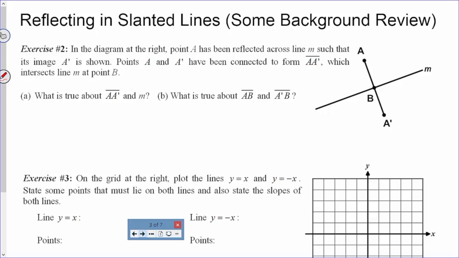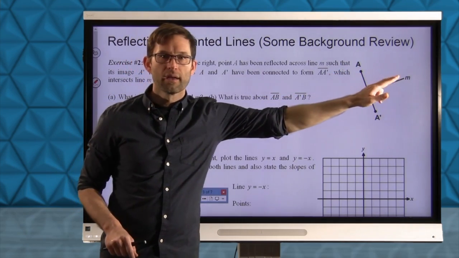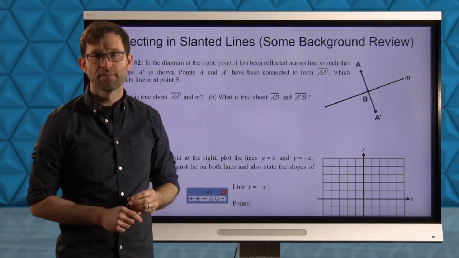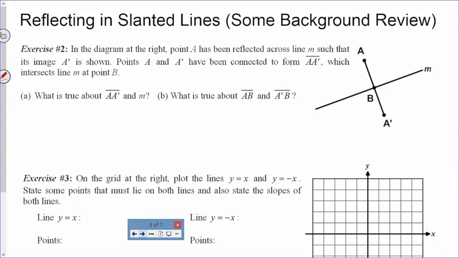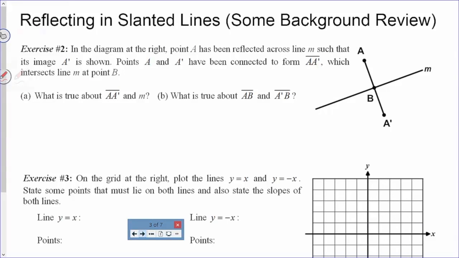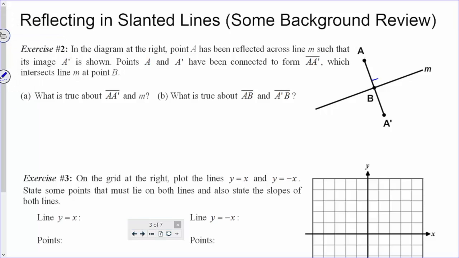Letter A. What is true about segment AA prime and M? What's true about those? Well, hopefully you said they are perpendicular to each other, so you can easily write that all in symbols if you'd like. AA prime is perpendicular to M.